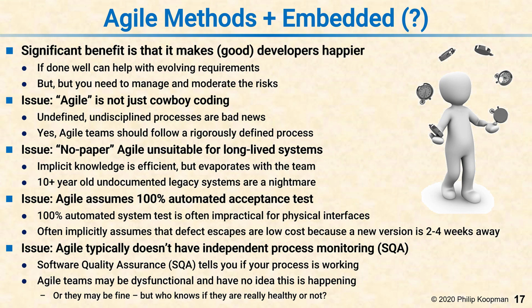SQA tells you if your process is working, and it's unusual to see that really called out in an Agile process. So you may be dysfunctional and have no idea there's a problem until you find out that your product doesn't work. Another way of looking at this is that many Agile teams trade off knowledge of how good their software is during development for a smaller team and faster progress. But at the end, either it worked out or it didn't, and so you're deferring knowing that.